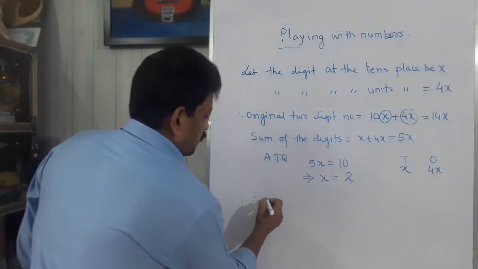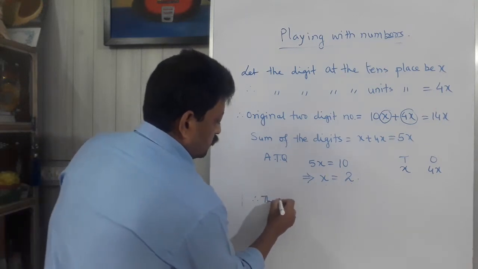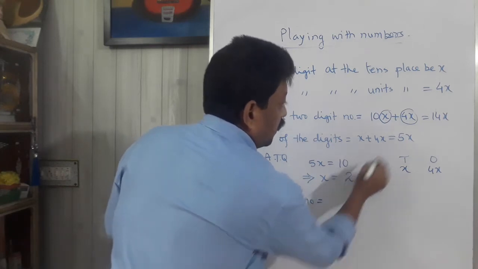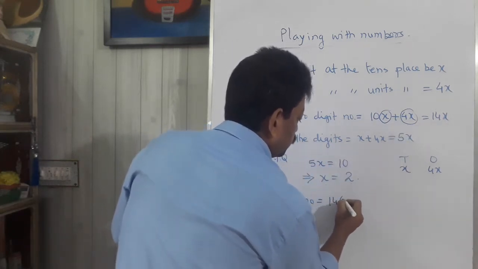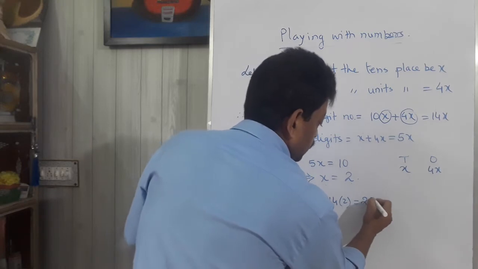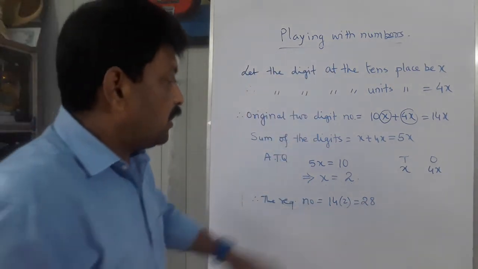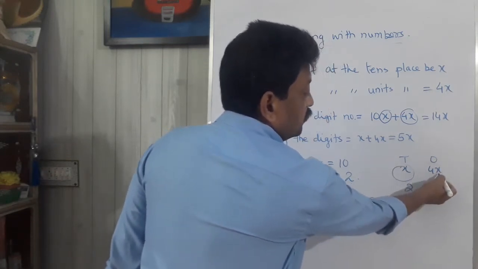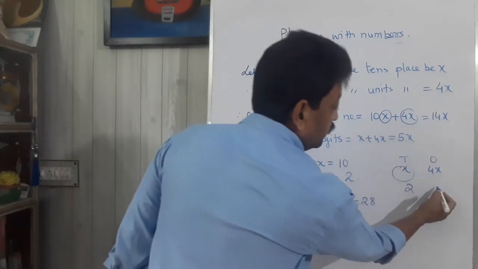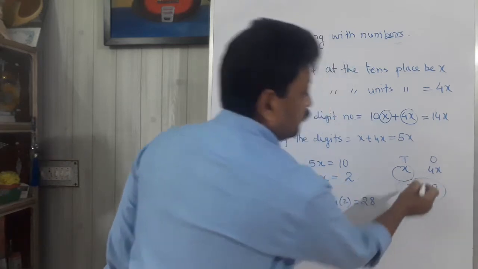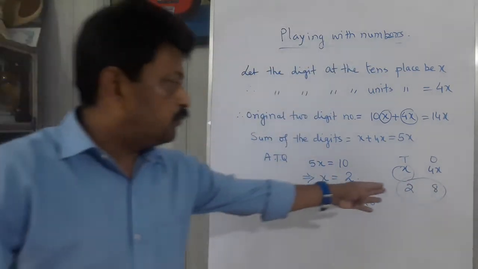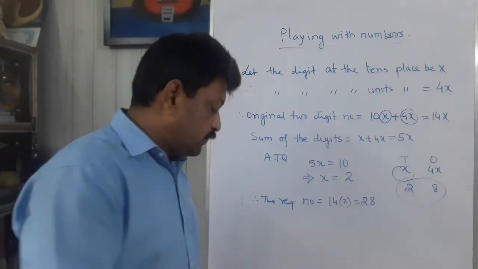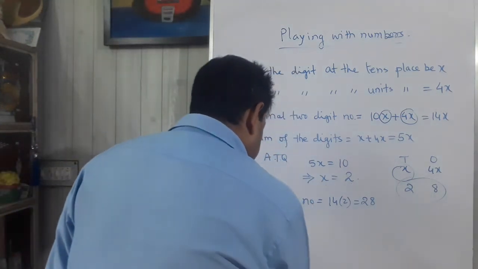Therefore the required number equals 14x, means 14 into 2, we can write 28. This is one way, and the other way we can also take the tens digit as 2 and the ones digit as 4 into 2, that is 8. So our 2-digit number will become 28. We can do it both ways. Got it? Okay, very good. So this was a very easy sum. Now let me go to the next one.